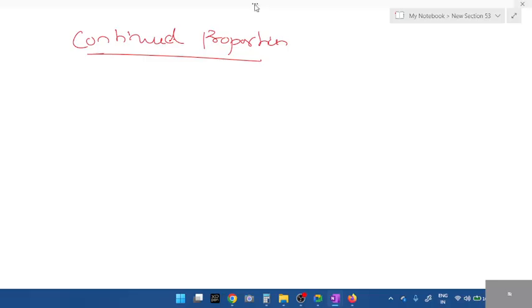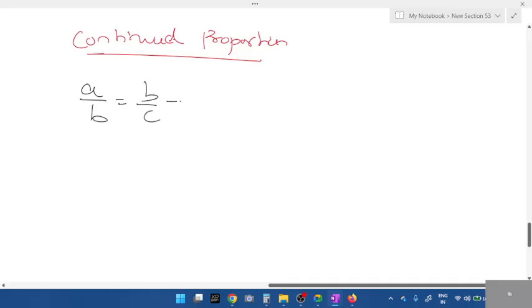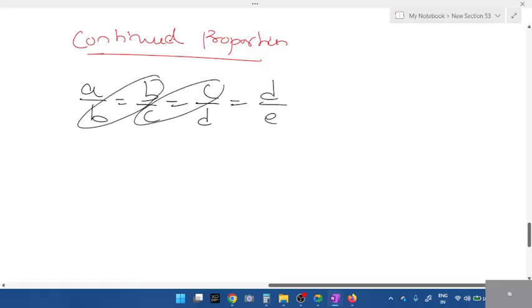Okay. What do you mean by continued proportion? See, continued proportion is A by B is equal to B by C, C by D. It keeps repeating, D by E. These are continuous proportion. Look here. The value gets repeated. So if I take 2 comma 4, this 4 will get repeated here.